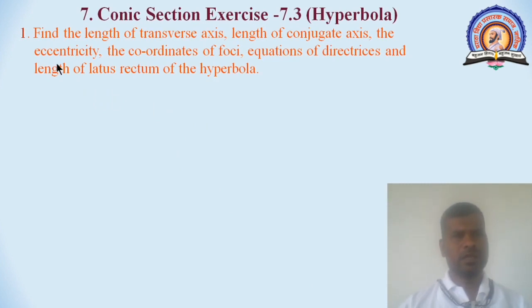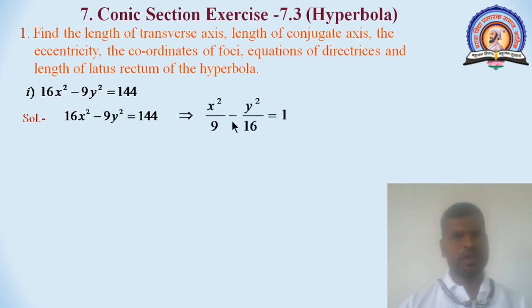The first question is: find the length of transverse axis, length of conjugate axis, the eccentricity, the coordinates of foci, equation of directrix, and length of latus rectum of the following hyperbolas. The first example is 16x square minus 9y square is equal to 144. So this equation of hyperbola is converted into the standard form: x square upon 9 minus y square upon 16 is equal to 1.